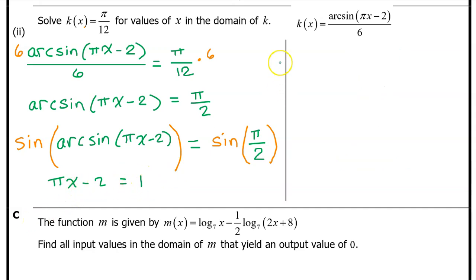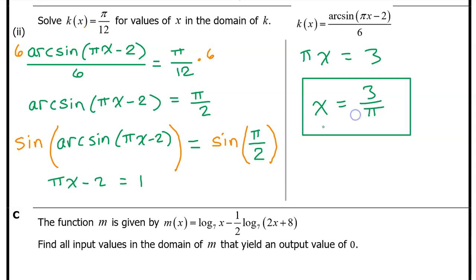Adding 2 to both sides gives us pi x is equal to 3, and dividing both sides by pi leaves x is equal to 3 over pi. And that's it for B part 2.